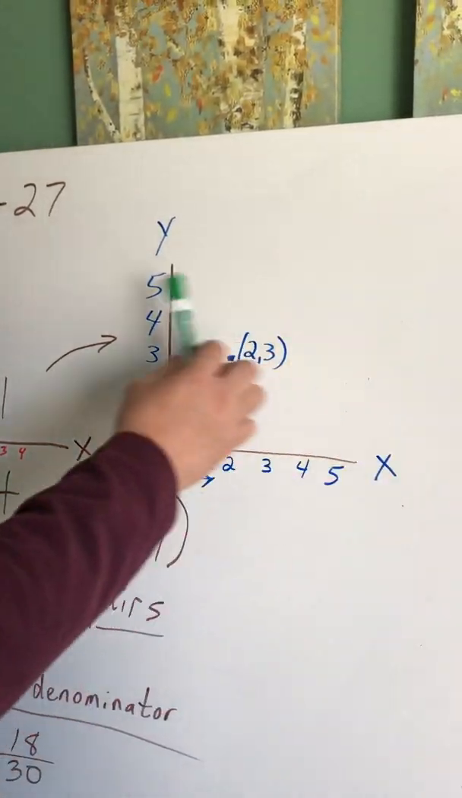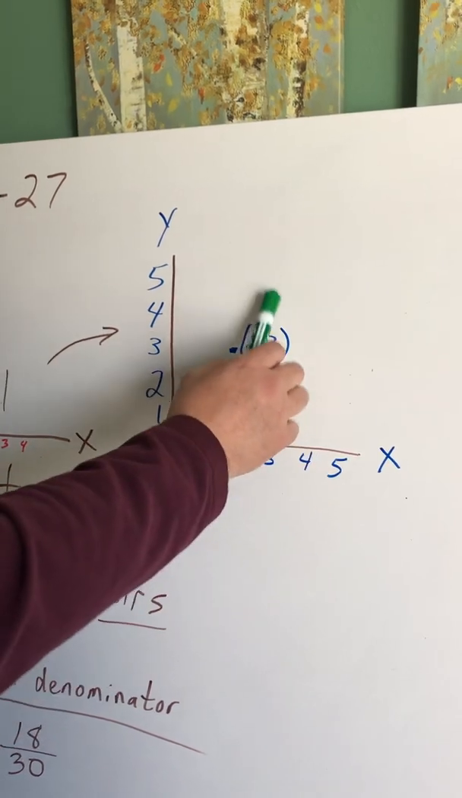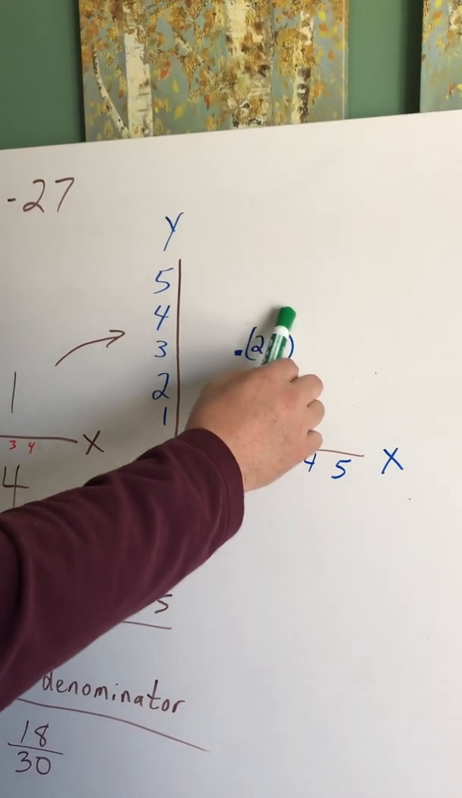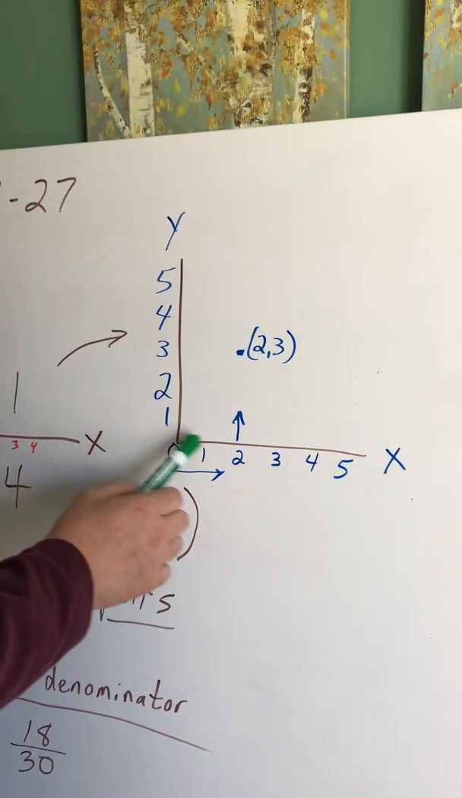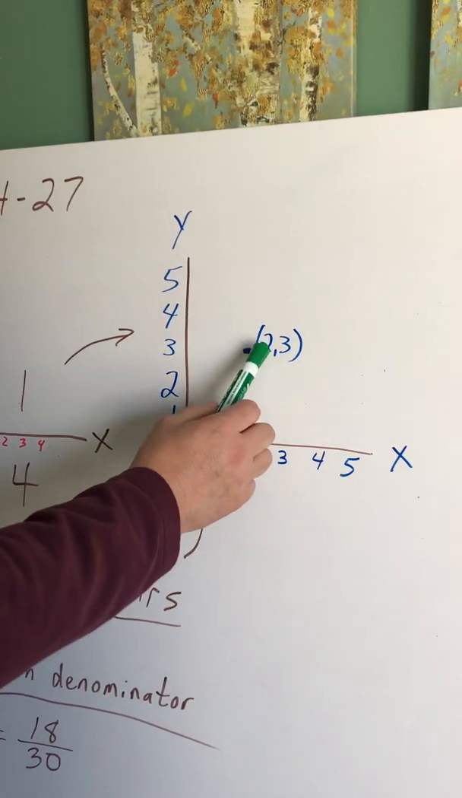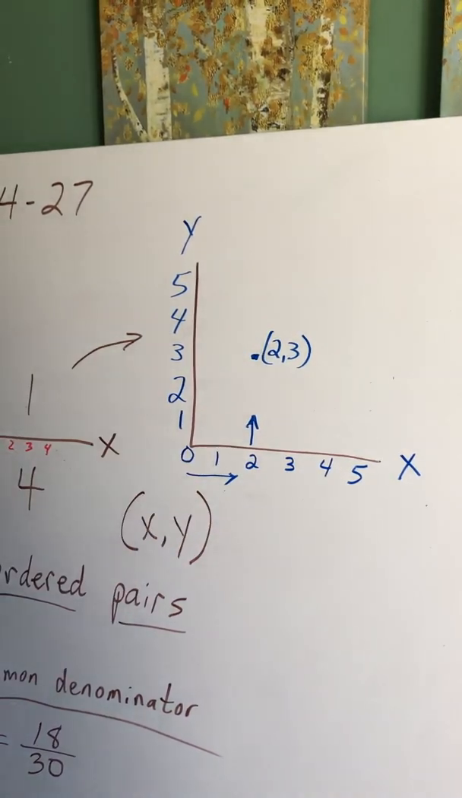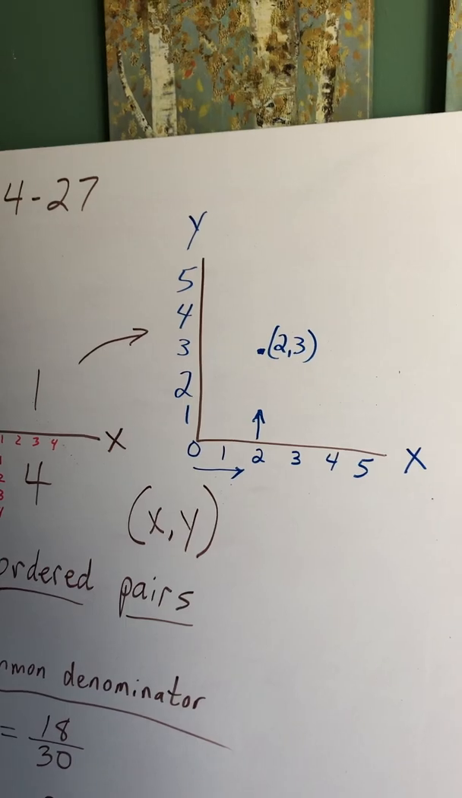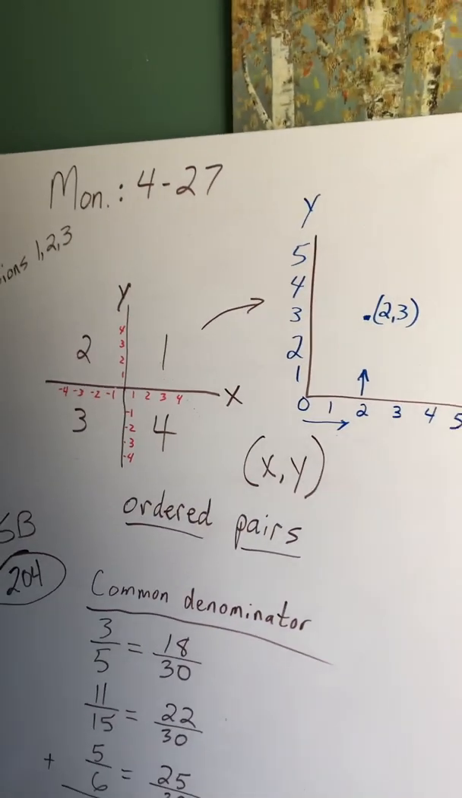But we're just working with positives. So we're only working with quadrant 1, okay? So this is 2 up 3, so XY is 2, 3. Those are ordered pairs. You'll have fun with that. It's actually kind of fun.